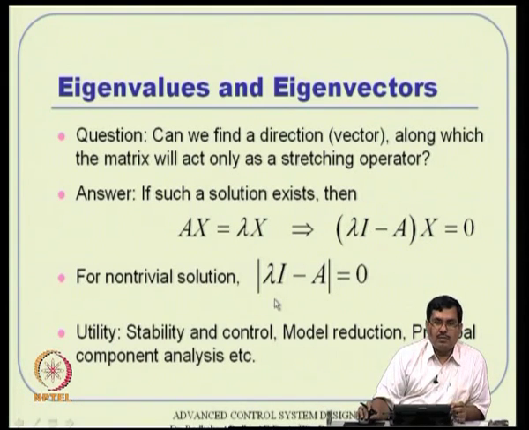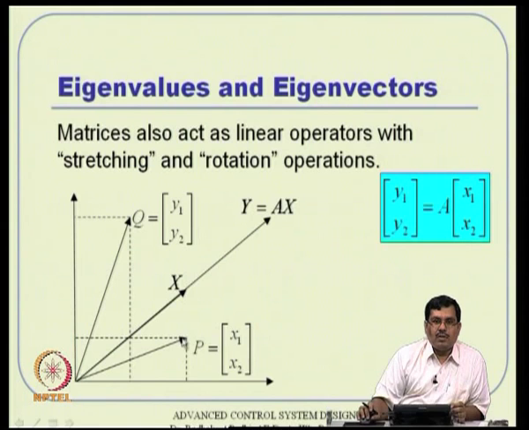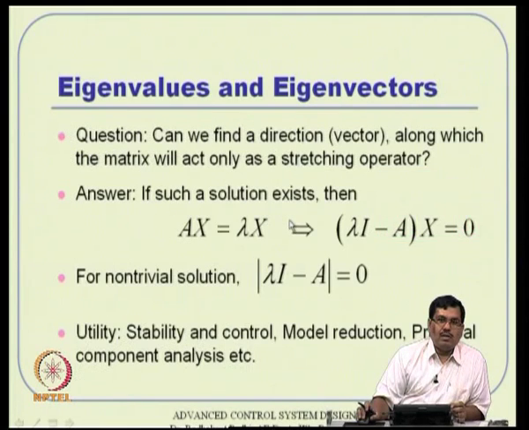So, for each of the solutions of lambda, we will get a corresponding x, and that will give us the corresponding eigenvalue-eigenvector pair. In other words, going back to that diagram, there need not be only one direction. There can be multiple directions for which this equation is satisfied, and you will have n such eigenvalue-eigenvector pairs coming out of these two equations.